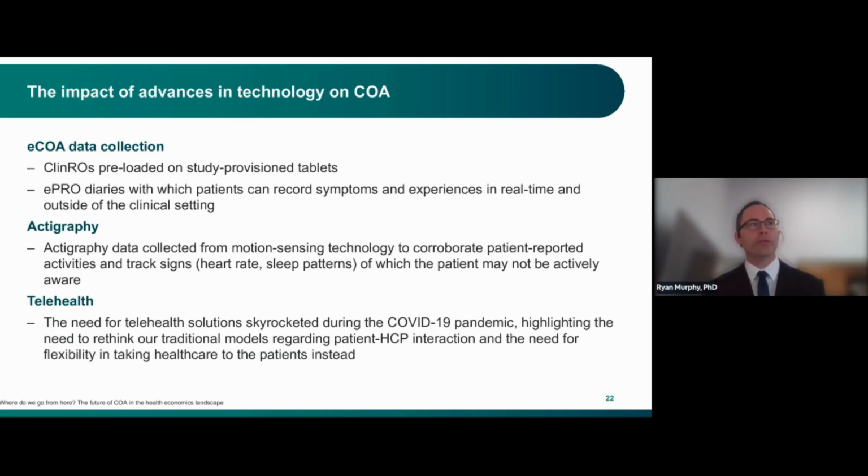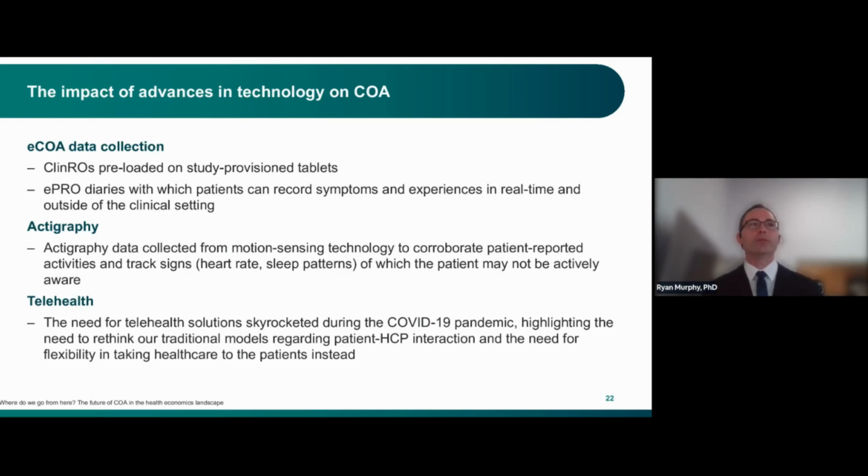Some good examples of this are with eCOA data collection. Through clinical trials, a lot of clinical sites are receiving study-provisioned tablets where they can enter data from any clinician-reported outcomes that are being collected. As Kelly was saying, we have seen transitions from paper administration to electronic administration. And even when this is done by clinicians, we need to actually test that this is being done appropriately and without impacting the quality of the data that's being collected.